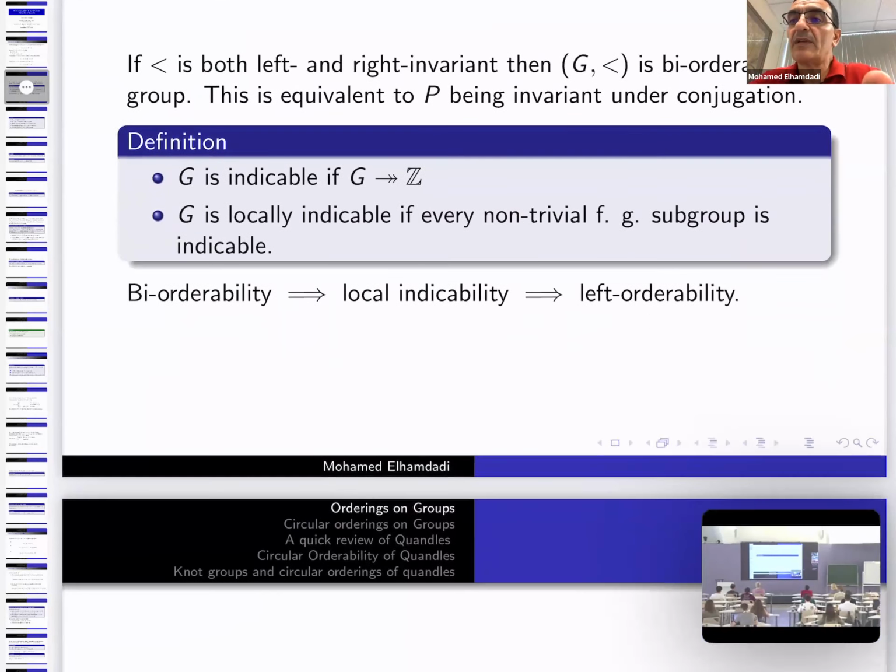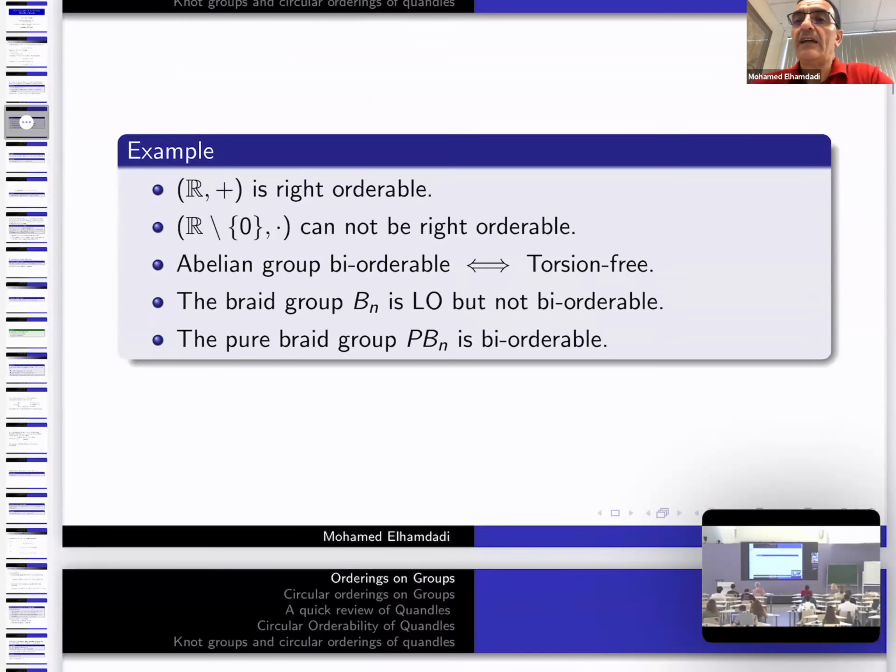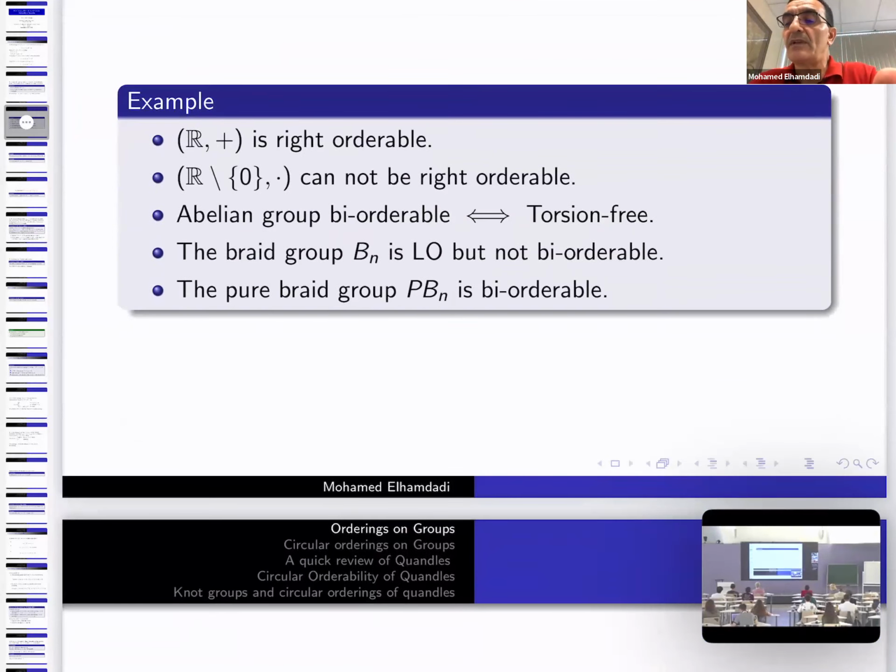Here are some elementary examples. The real line with addition is right orderable. The non-zero real numbers with multiplication cannot be right orderable. More generally, an abelian group is bi-orderable if and only if it's torsion-free. These are all well-known results. And the braid group Bn is left orderable, but not bi-orderable. This is the Dehornoy ordering on braid groups, with other orderings also. The pure braid group is bi-orderable.